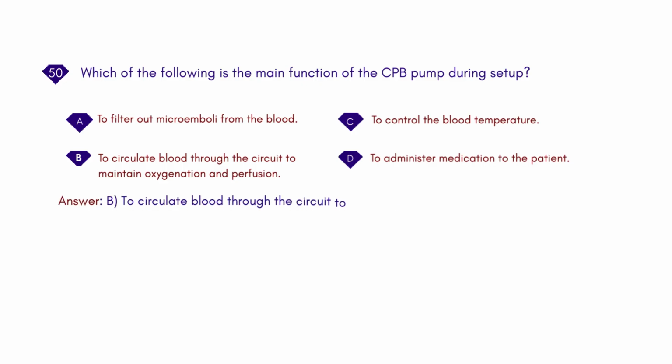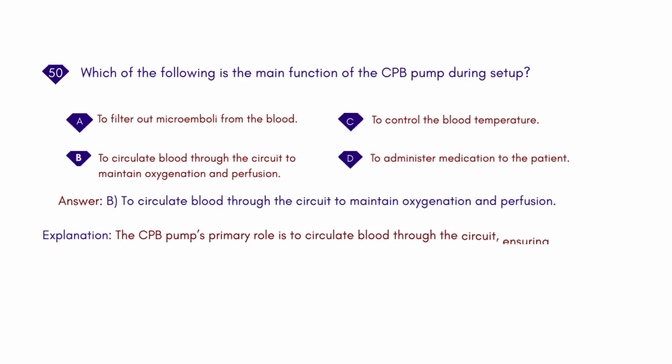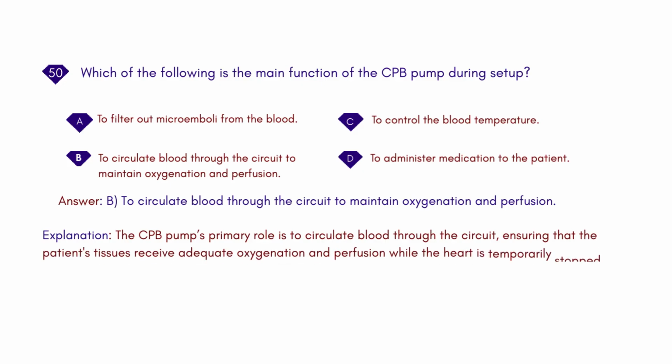Answer: B. To circulate blood through the circuit to maintain oxygenation and perfusion. Explanation: the CPB pump's primary role is to circulate blood through the circuit, ensuring that the patient's tissues receive adequate oxygenation and perfusion while the heart is temporarily stopped during surgery.